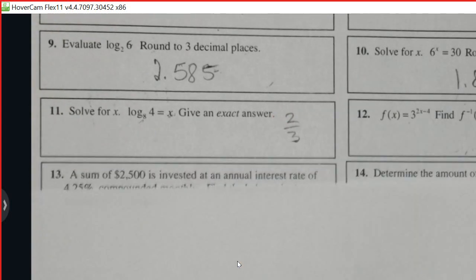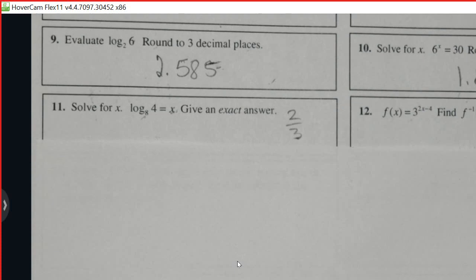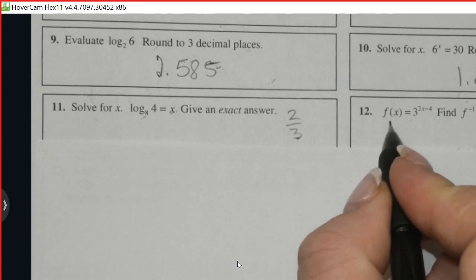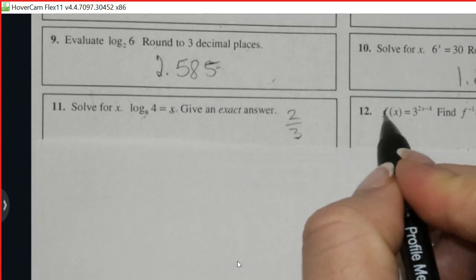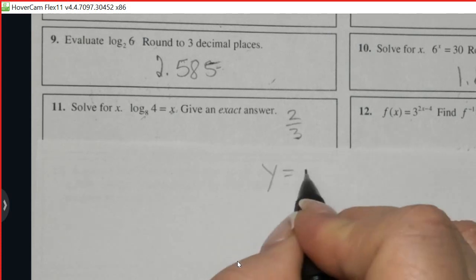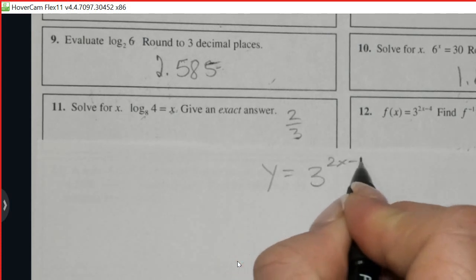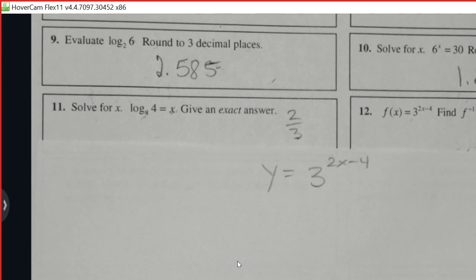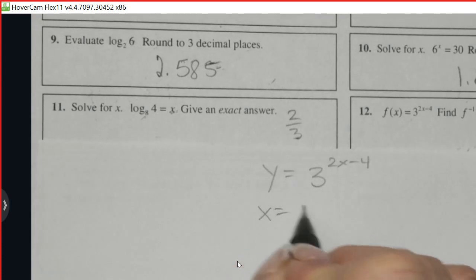Let's look right now at number 12. I want to find the inverse of this. Oh, okay, here we go. So with inverses, we want to switch our x and y. F of x is the same as y. So if you want to start by switching f of x to y, you can do that. And I do need to see all of your steps here. So I'm going to switch x and y.